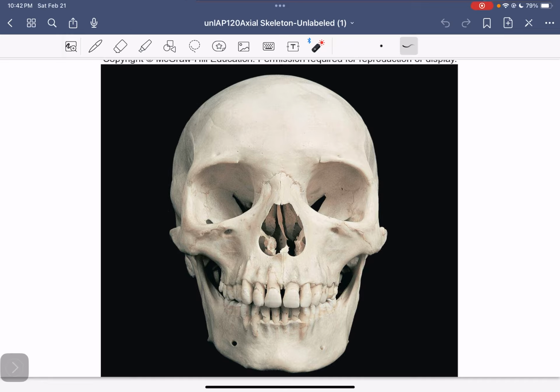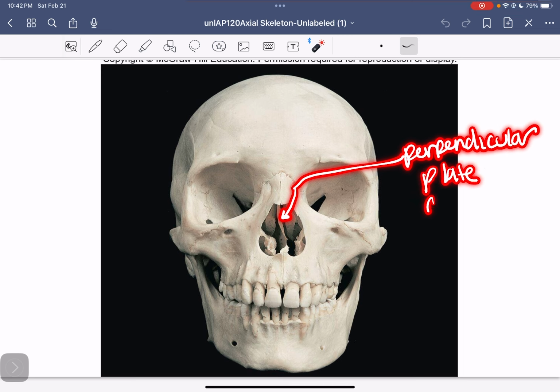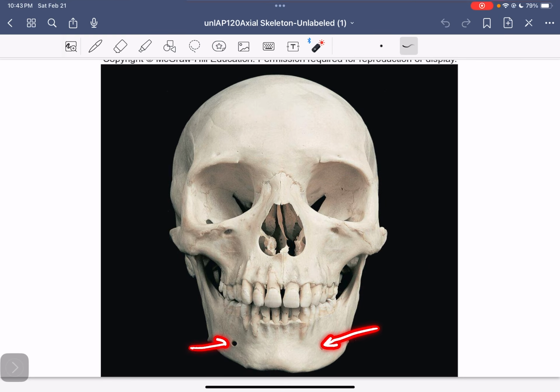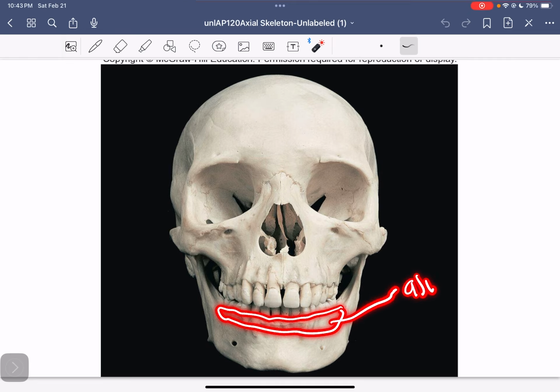From this view, I'm just going to tell you what other structures we can see as well. In here, this is going to be our perpendicular plate of ethmoid bone. And that makes up the superior nasal septum. In the bottom, that would be our vomer. From this view as well, we can see these openings. These are our mental foramen. We know that for the mandible, we also have the region where the teeth sink in, which is also called alveolar margin.